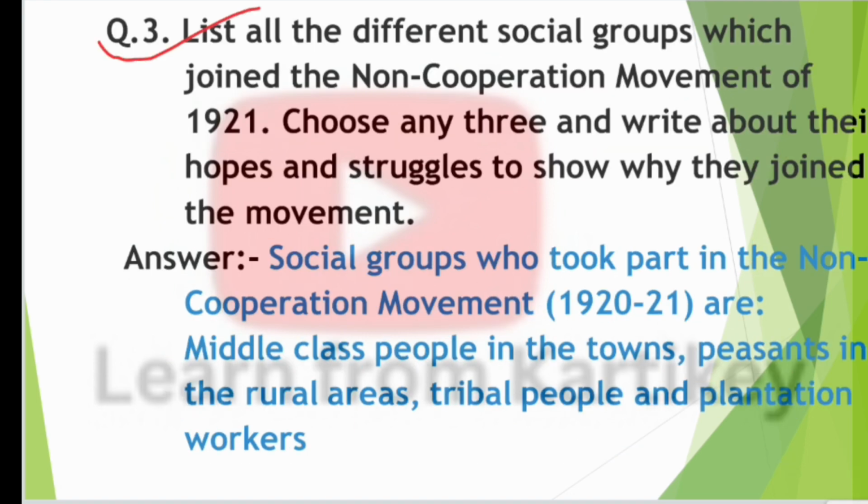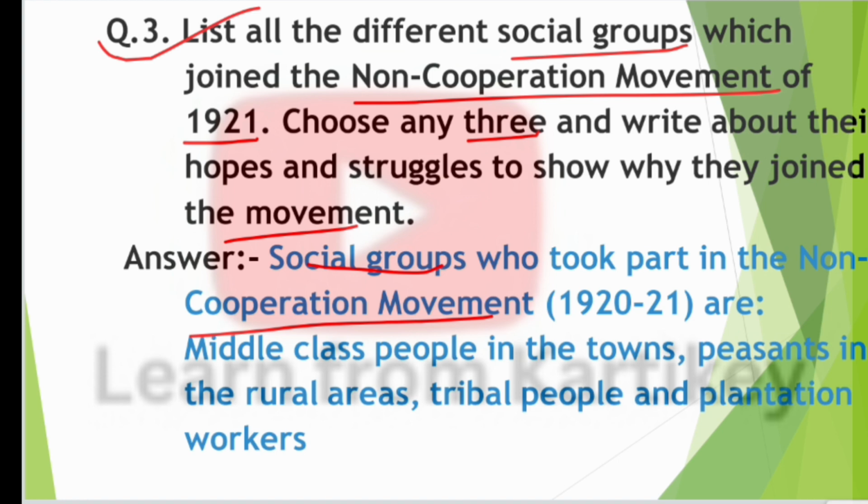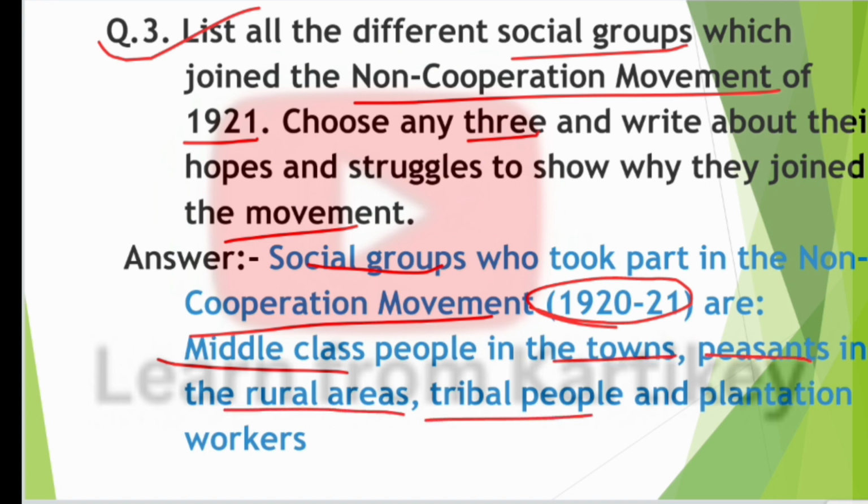Next question, question number 3. List all the different social groups which joined the non-cooperation movement of 1921. Choose any 3 and write about their hopes and struggles to show why they joined the movement. So answer, the social groups that took part in the non-cooperation movement in 1920 to 1921 are middle class people in the towns, peasants in the rural areas, and tribal people and plantation workers.